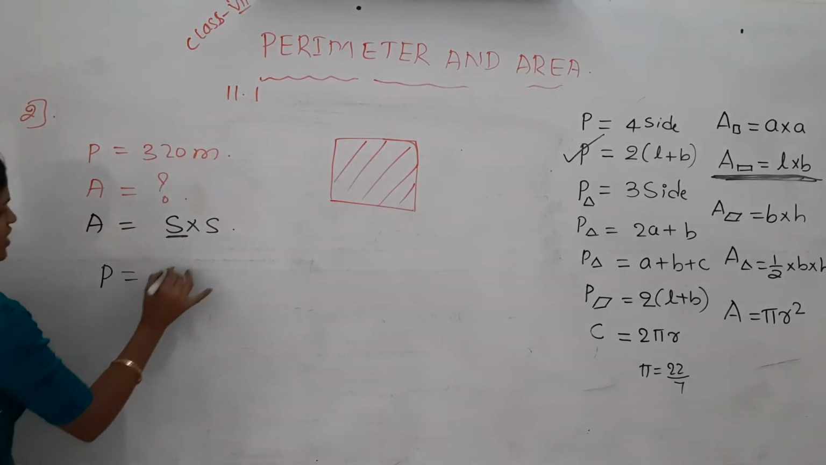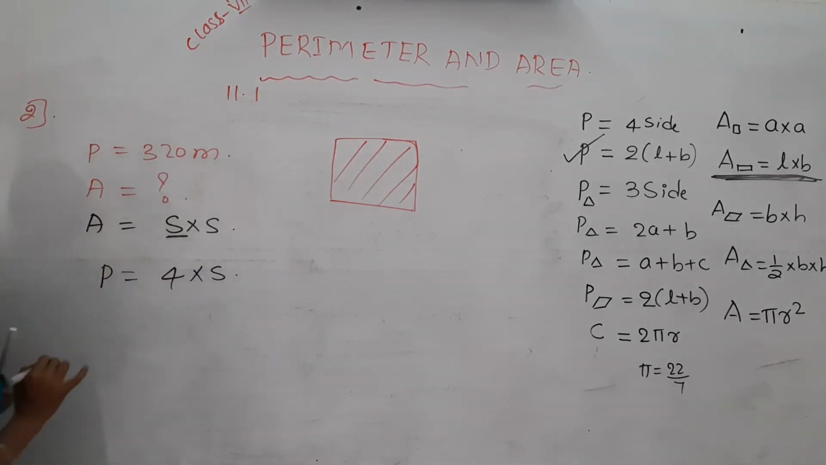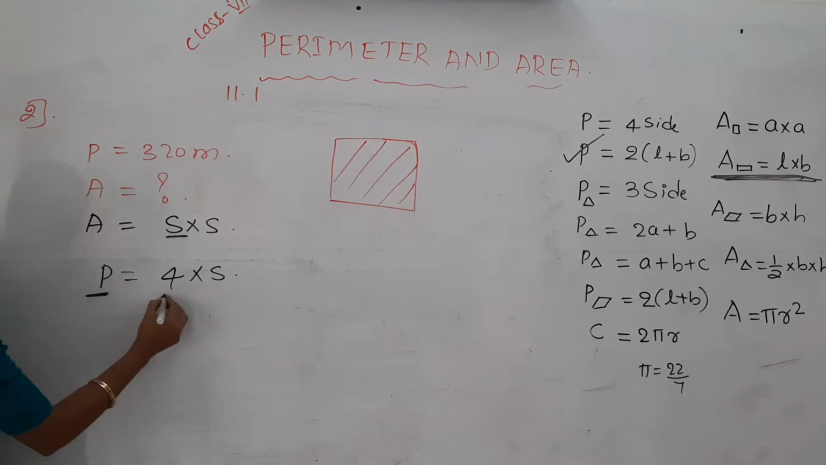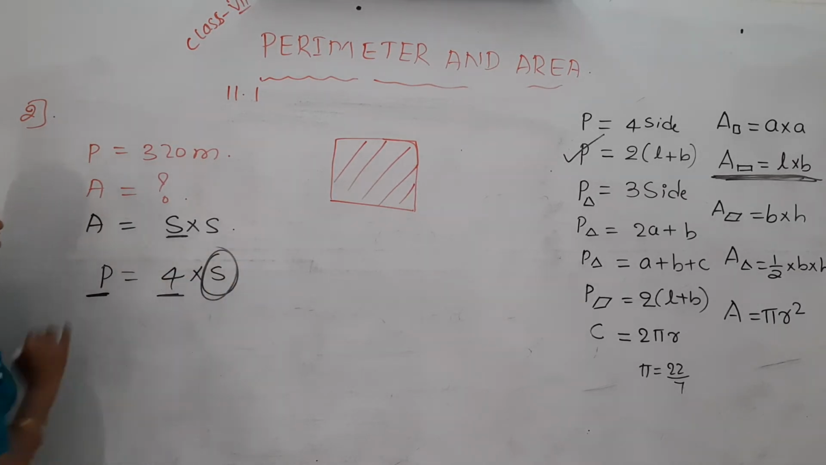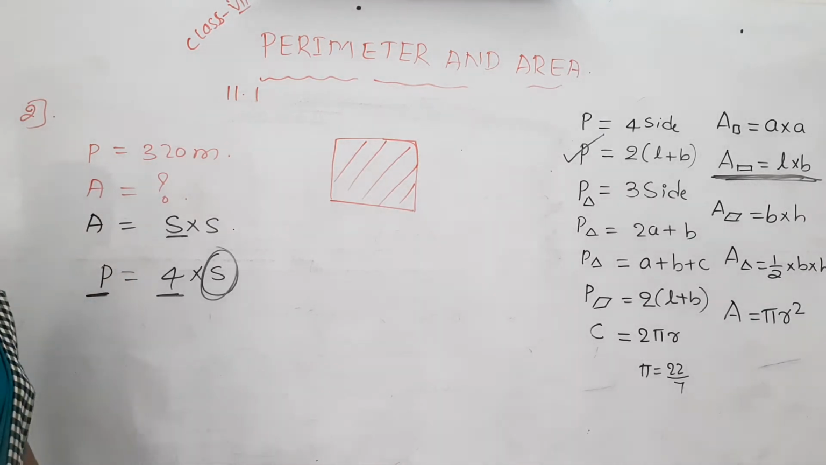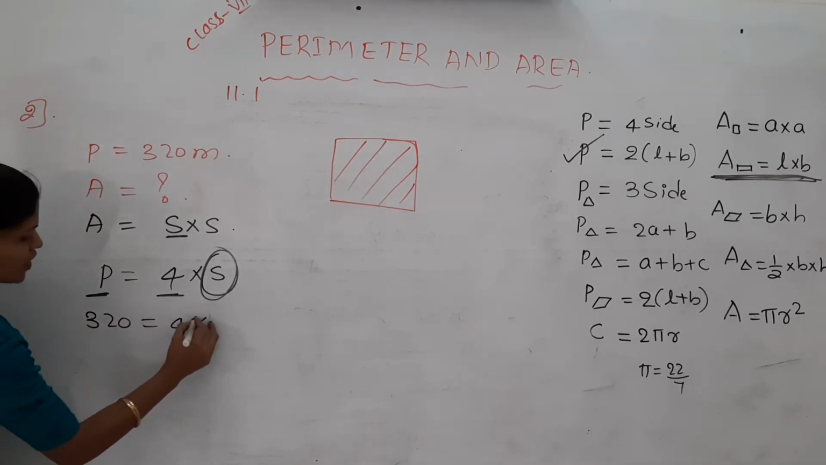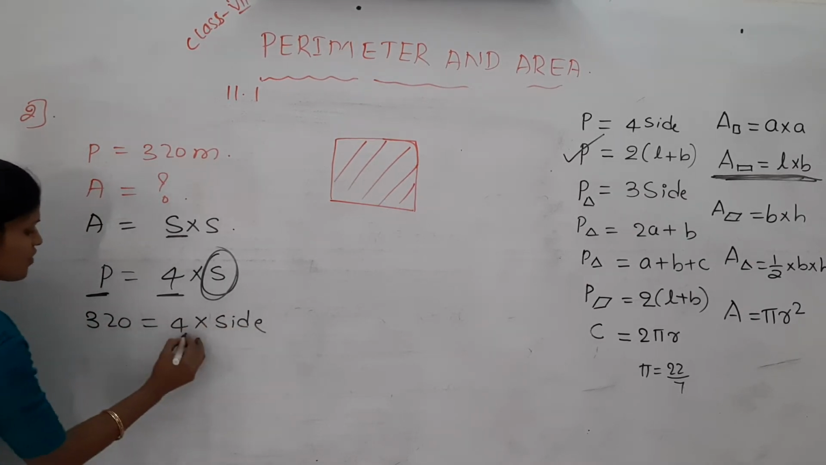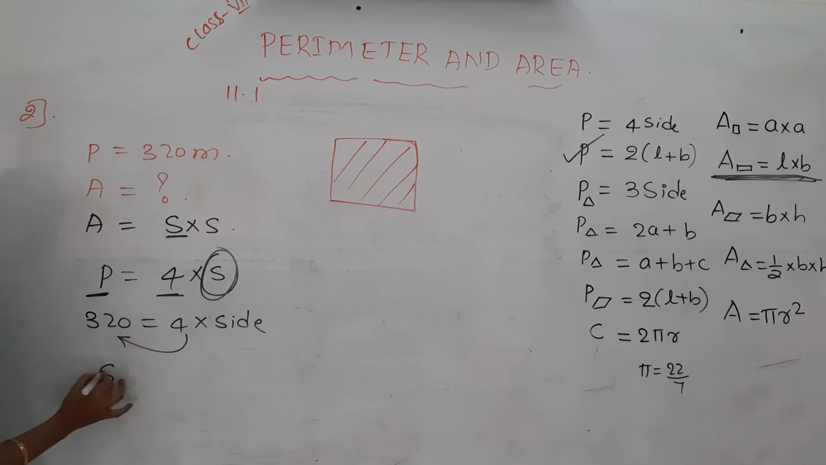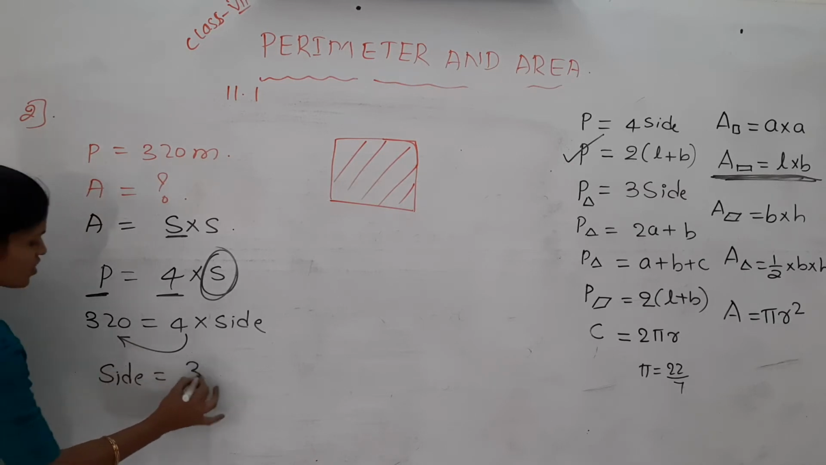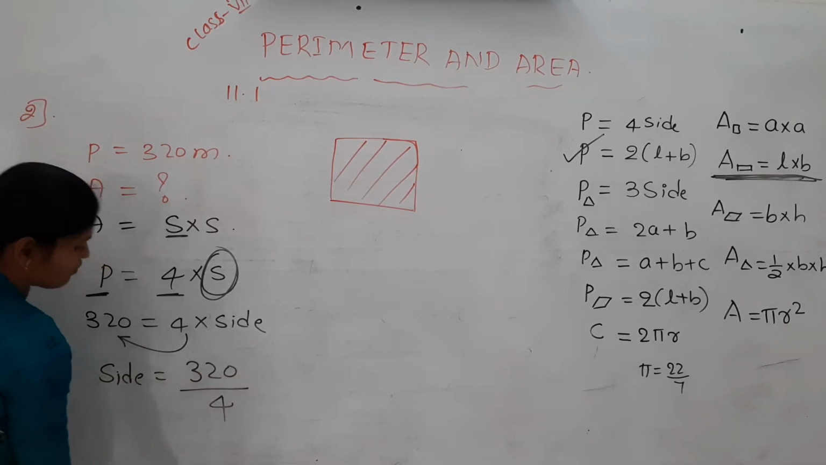Perimeter of the square is equal to 4 into side. Here you know the perimeter. It is a constant. Then you can find the side of the square. If you know the side, then you can find the area. Yes or no? So here perimeter 320 is equal to 4 into side. The 4 comes over and divides, so side of the square is equal to 320 divided by 4.